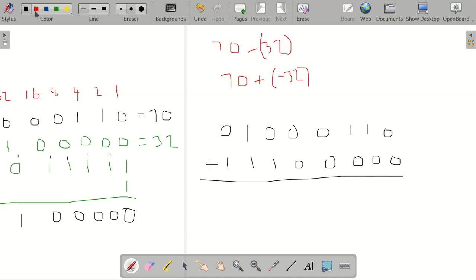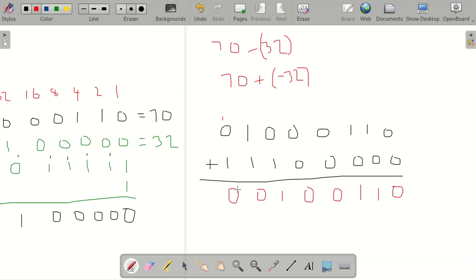So let's come to the output, the final answer. 0 plus 0 is 0, 1 plus 0 is 1, 1 plus 0 is 1, 0 plus 0 is 0, 0 plus 0 is 0, 0 plus 1 is 1, 1 plus 1 is 0, carry 1. 1 plus 1 is a 0. Now because this is 2's complement, we ignore that carry, because 1 plus 1 is 0 but carry 1, so we just get rid of that one. We just forget about it.